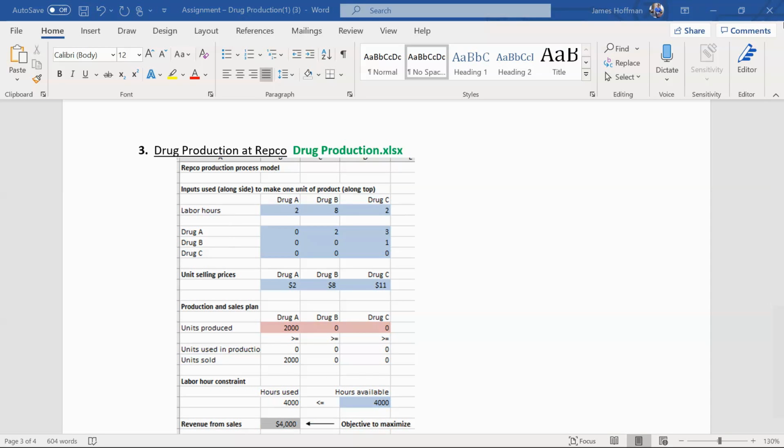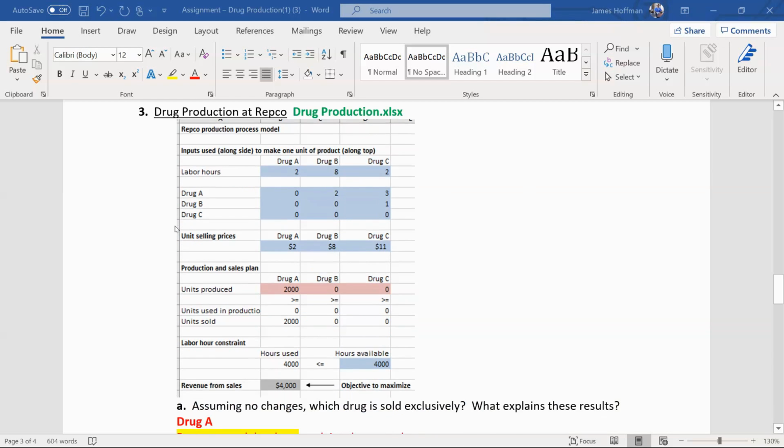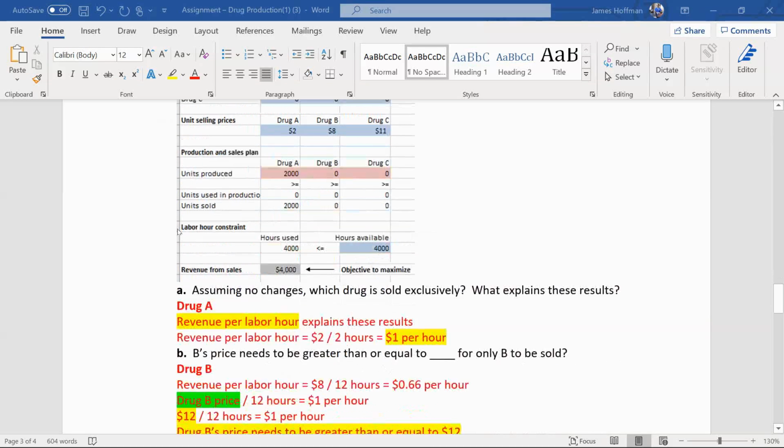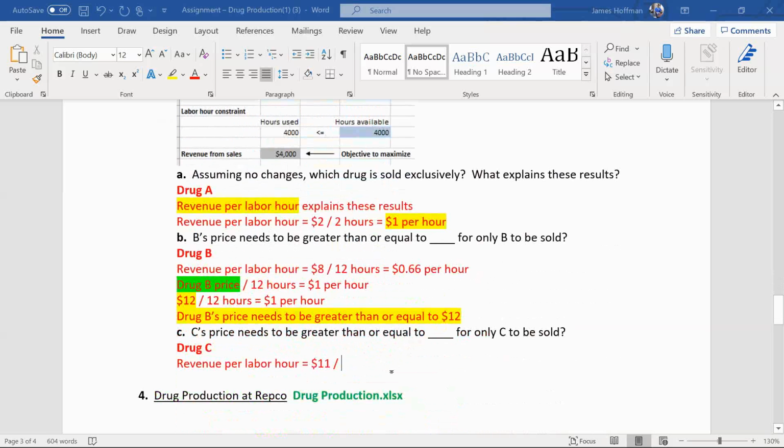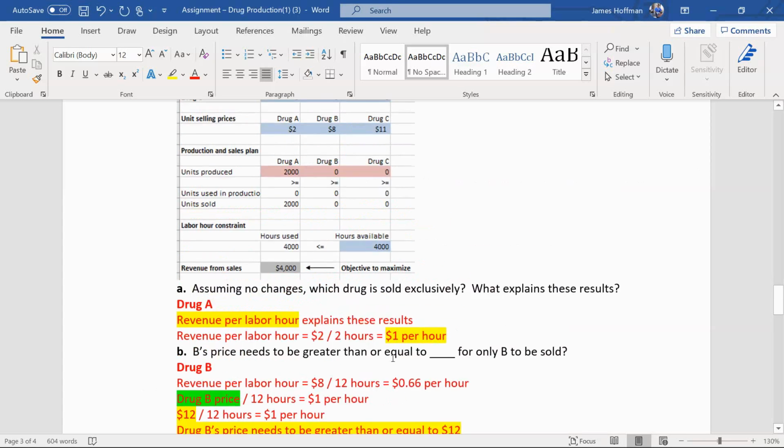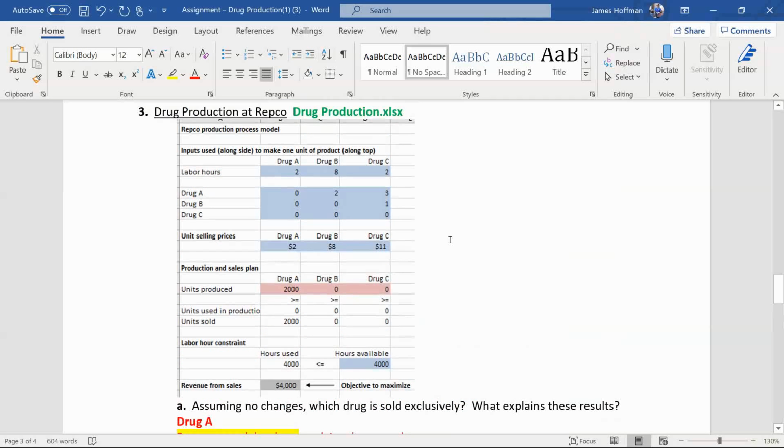Yeah. I have a question. Yes. Aren't you doubling the hours if you're saying it's 1 times 12 instead of 2 times 3 plus 8 times 1? Because then you're doing the labor hours for drug A twice, aren't you?